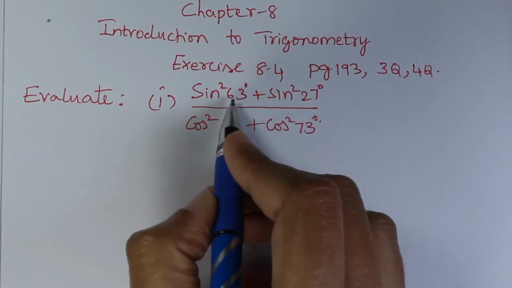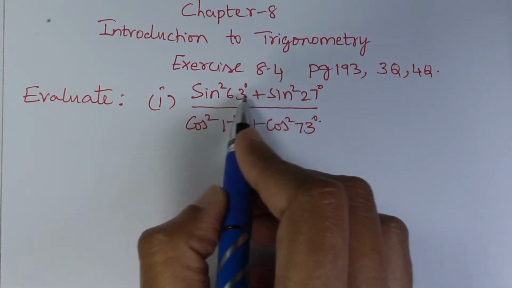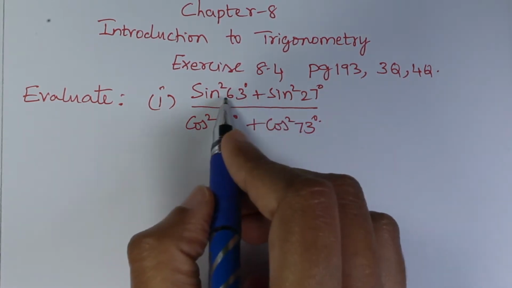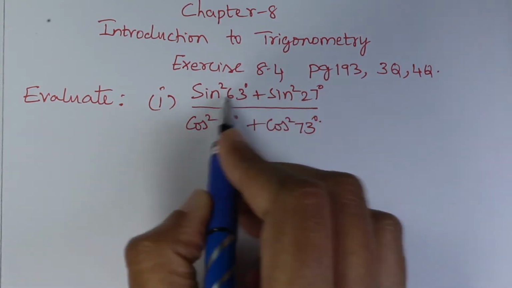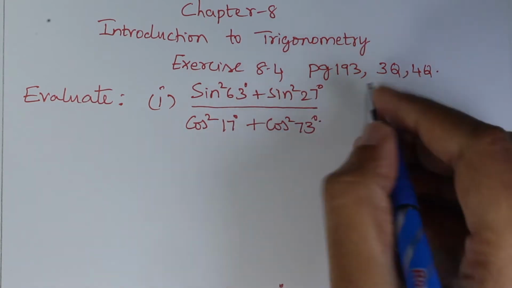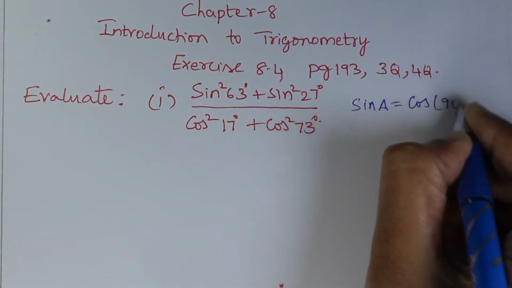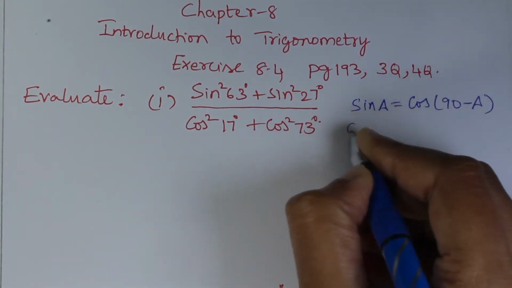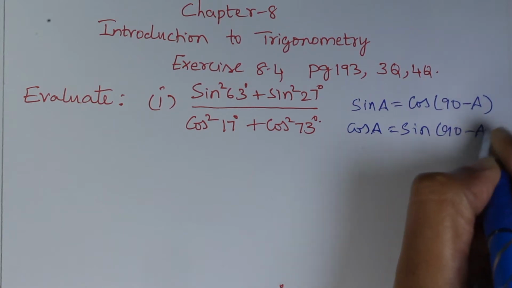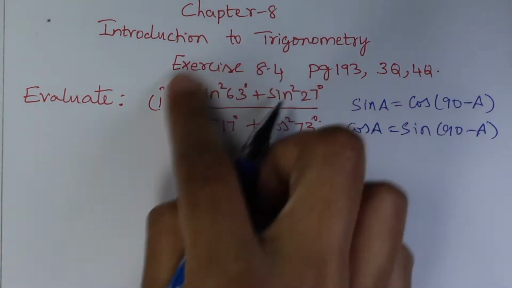First of all, by looking at this, we can see that we can apply the laws of complementary angles, right? Let us see if we can write it in the form of sin square a plus cos square a. Okay, the numerator part. We know that sin a is equal to cos of 90 minus a and cos a is equal to sin of 90 minus a. We will apply these two laws for simplifying this expression.